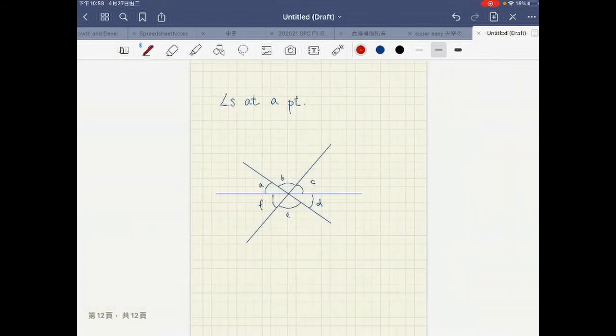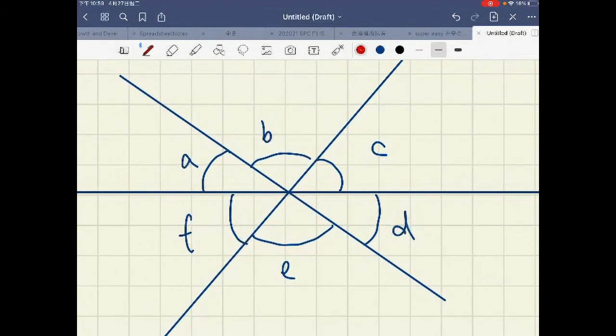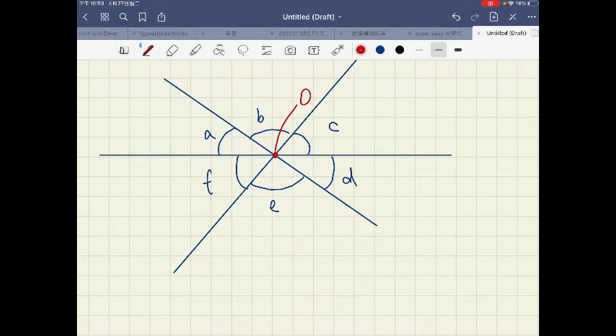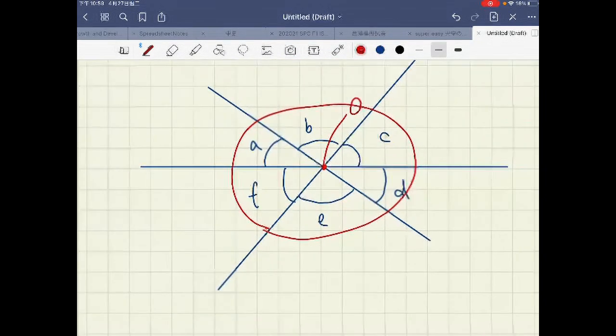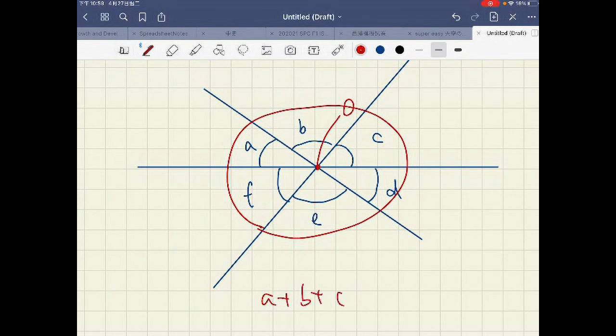For the last one, angles at a point, which means that many angles meet at the same point, such that this point is called O. Angles A, B, C, D, E, F, all 6 of them meet at the point O. As we have a circle over here, angle A plus B plus C plus D plus E plus F equals 360 degrees.